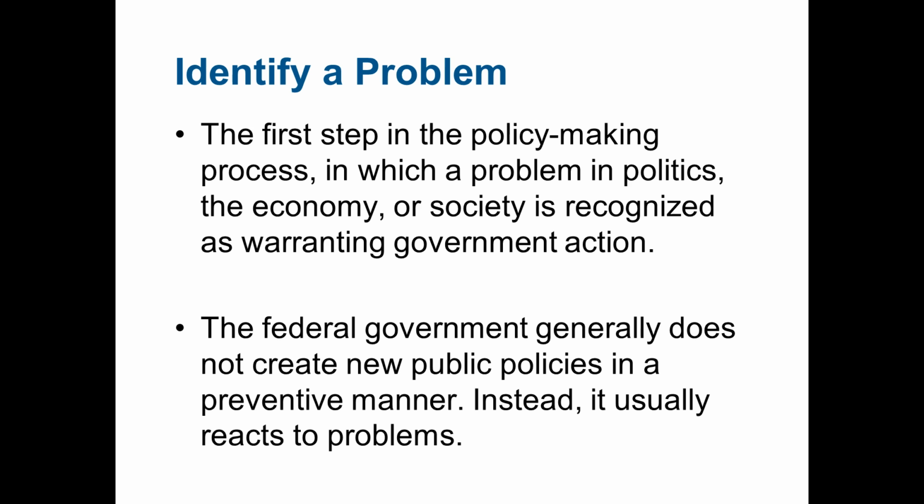To begin with, the first step in the process of making policy involves identifying a particular issue, a problem that's affecting society, something specifically that's going on that warrants government action. And the way this occurs, more often than not, the government isn't really a preventative body. It doesn't say what's going to happen a year down the road, how can we deal with it. Sometimes it does, but more often than not, policy is going to be in reaction to some problem that's emerged or is currently emerging.